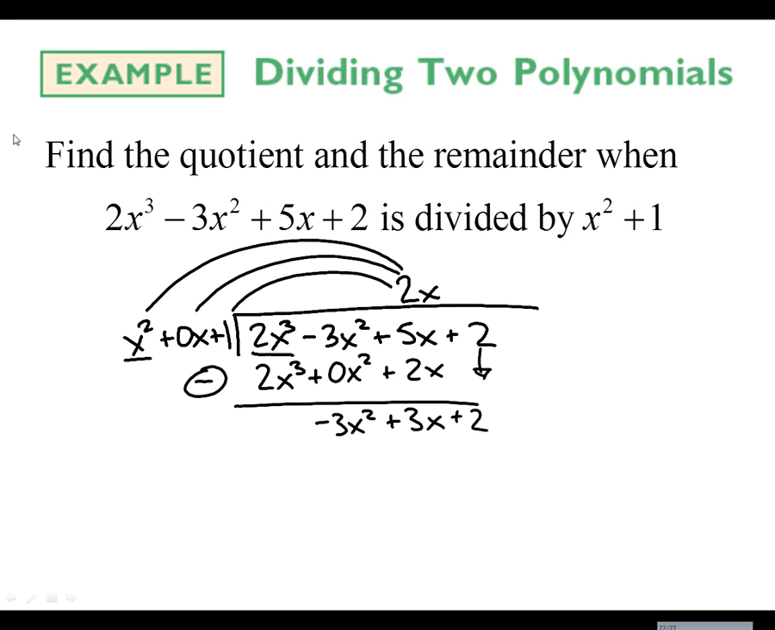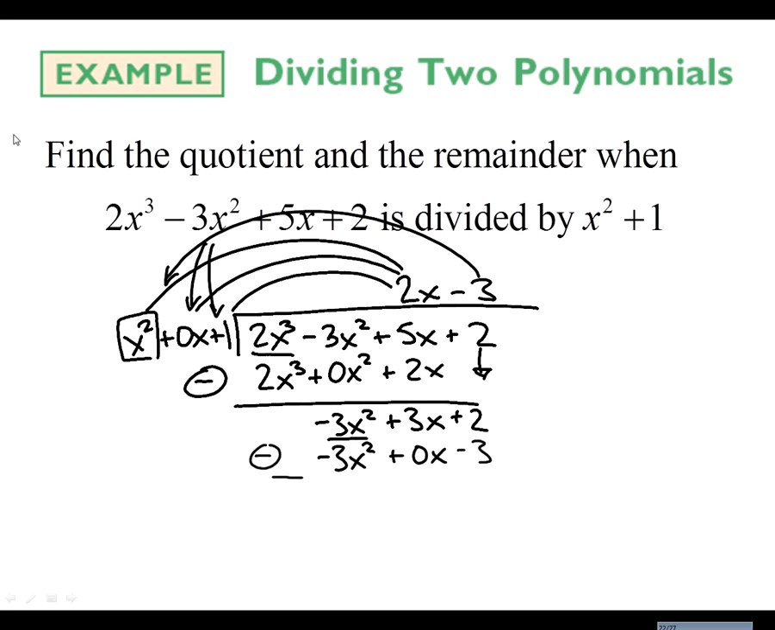Okay, normal long division. Let's start over. We're going to take our leading term, divide it by our leading term. What's negative 3x squared divided by x squared? Negative 3. And let's start all over again. Negative 3 times everything. So negative 3 times x squared is negative 3x squared. Negative 3 times 0x is 0x. And negative 3 times 1 is negative 3. We're going to subtract straight down. We're going to get 3x. We're going to get plus 5. Careful, careful, careful with your changing signs.